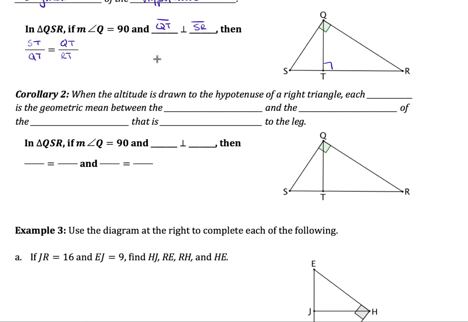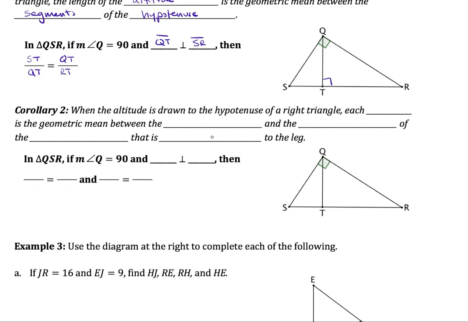There's a second corollary to Theorem 8-1, and it says that when the altitude is drawn to the hypotenuse of a right triangle, each leg is the geometric mean between the hypotenuse and the segment of the hypotenuse that is adjacent to the leg. Now this one is a little bit trickier than corollary 1. You've got to think a little bit more, I think, about what proportions result because of corollary 2, but let's work our way through it.